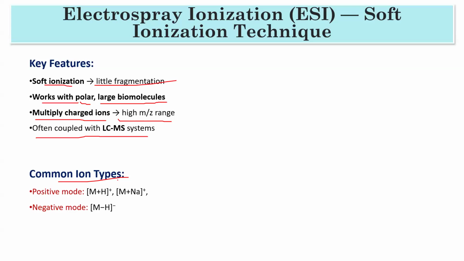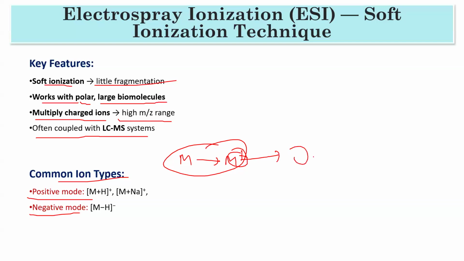There are two types. Actually, in all mass spectrometers we can have two modes: positive mode and negative mode. Suppose you have an analyte with molecular weight M. If it is changing to M plus, going to the mass analyzer and then getting detected, it is called positive mode. And if M is changing to M minus, going to the mass analyzer and then the detector and being analyzed, it is called negative mode.